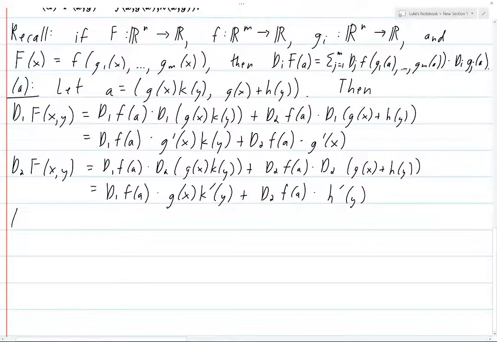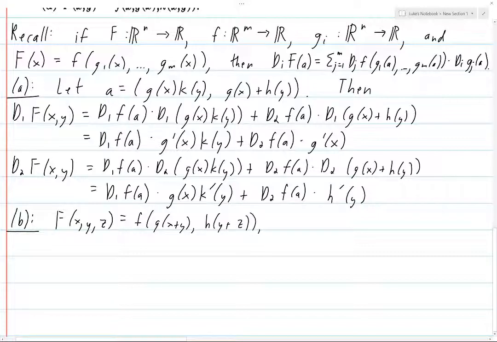Now, go on to B. So we have F(x, y, z). So we have 3 input variables, and so we can compute D1 F, D2 F, and D3 F, and those will be the derivatives with respect to x, y, and z, respectively. So this is f of g(x plus y), h(y plus z). And then we let a be whatever we're plugging into f, so it's g(x plus y) and h(y plus z). This will just make everything easier to write.